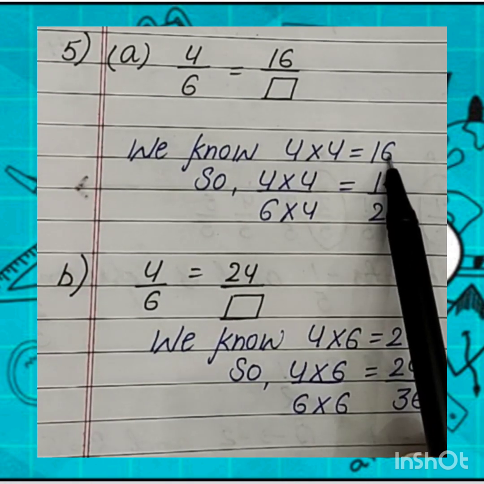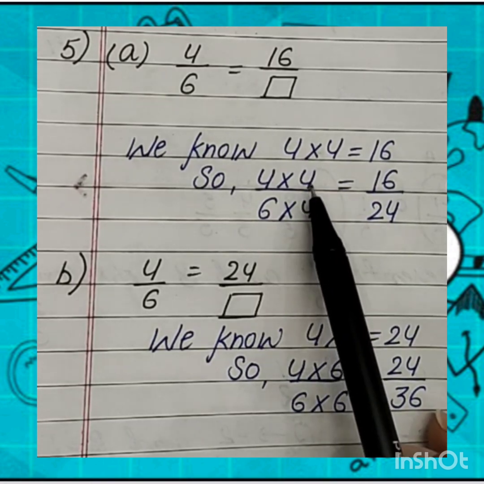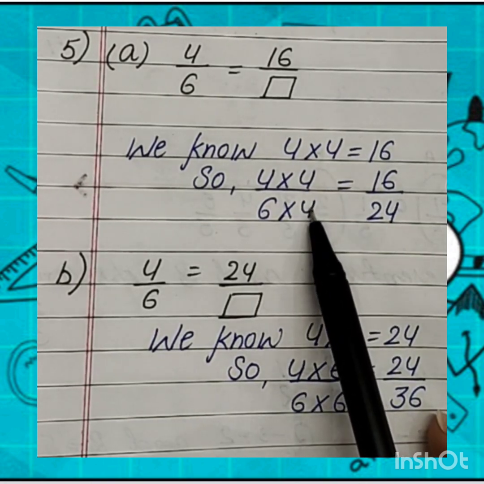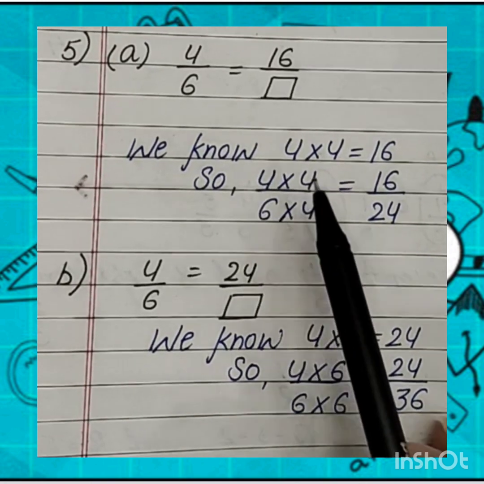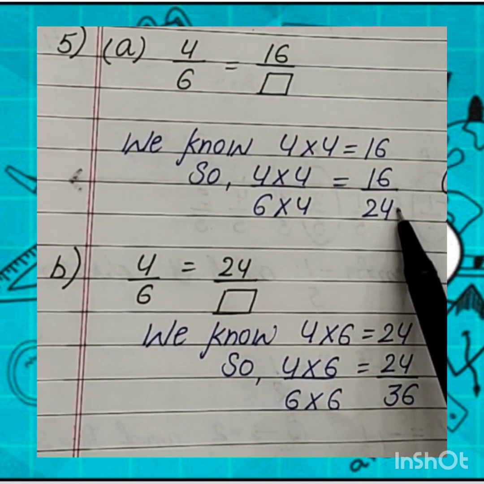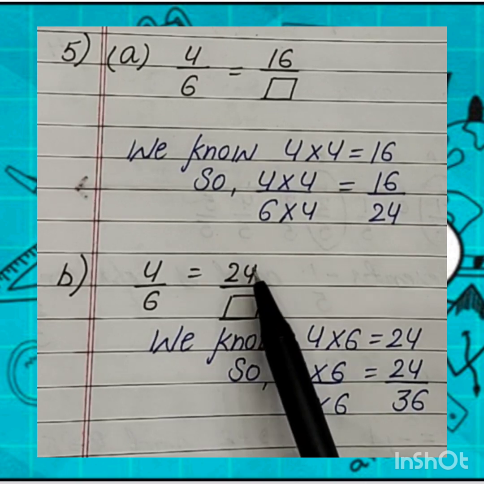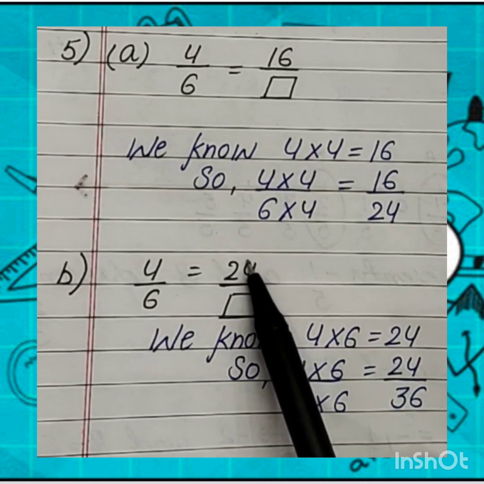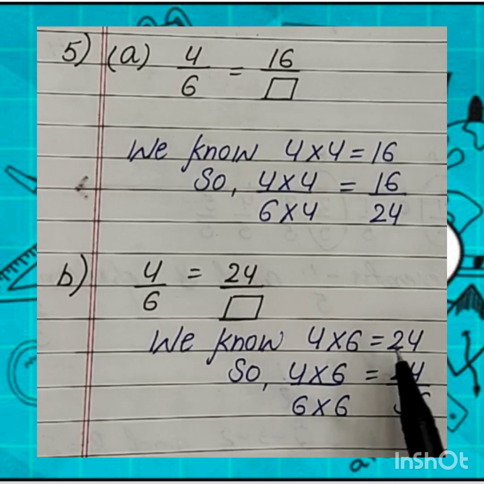4 times 4 is 16. So do the multiplication of 4 in numerator and also in denominator. This will give 4 times 4 is 16 in numerator and 6 times 4 is 24 in denominator. Same in the next part, we have to write 24 as the numerator, and we know that 4 times 6 is 24.